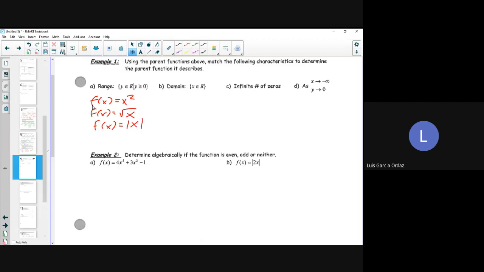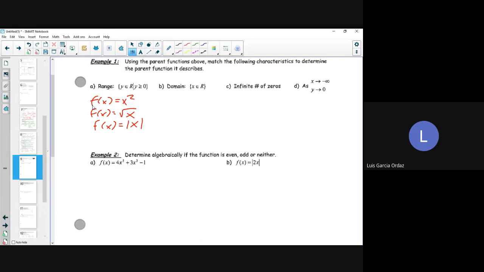Is that it, or is there anything else? That should be it. So those are the 3 functions that have a range such that y is greater than or equal to 0. Why can't the exponential one be y greater than or equal to 0? Yeah, because it can't hit 0.